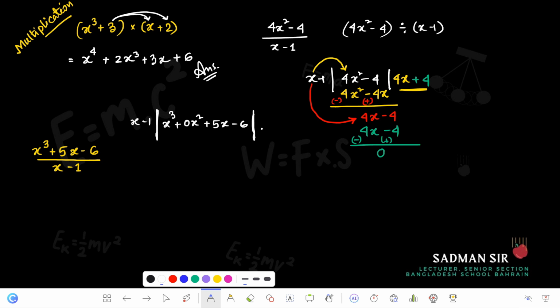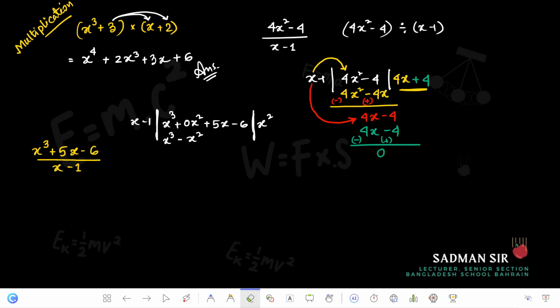Okay, so always remember what to do. We need to match the first term with the first term. Here the first term is x, and here the first term is x³. So what you can multiply with x to make it x³, that is x². x² into x, it will become x³. Now x² will be multiplied with −1 also. So −1 into x², it gives us −x².